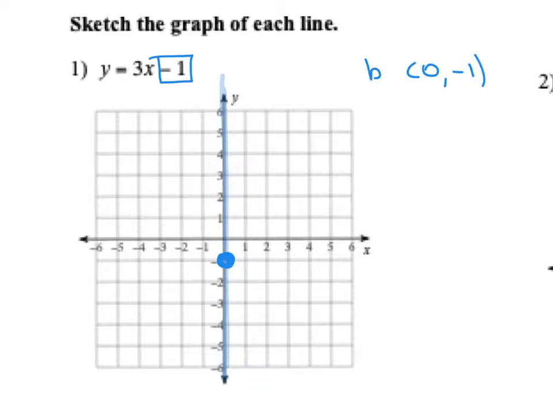Now my slope is my number in front of x. My slope is 3. Remember, I want to write my slope as a fraction. So 3 over 1. And because my slope is positive, I'm going to go up 3, right 1 from where I began. So I'm going to count that out. Up 3, right 1. Now I also can go in the opposite direction. Down 3, left 1. Okay, so that is my line from y equals 3x minus 1. I began at 0, -1, and then I go up 3, right 1.